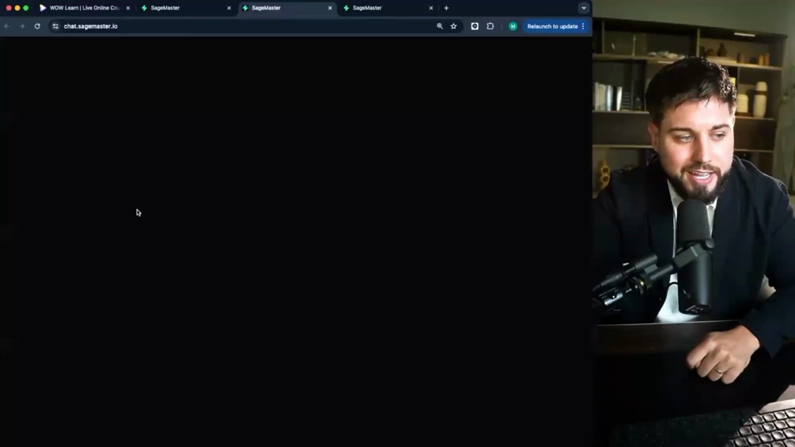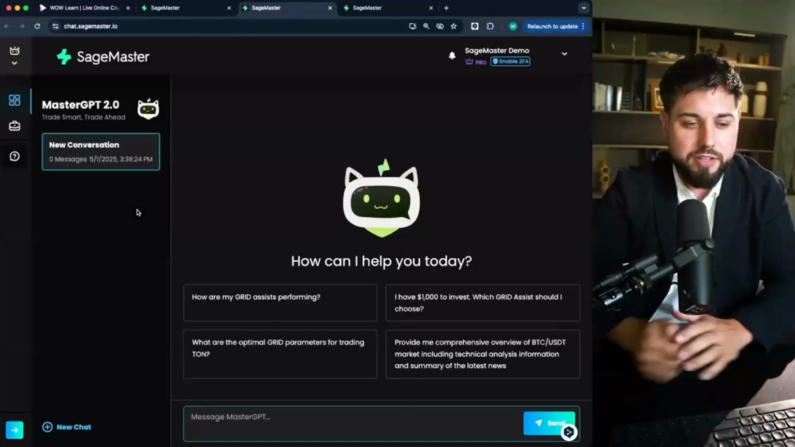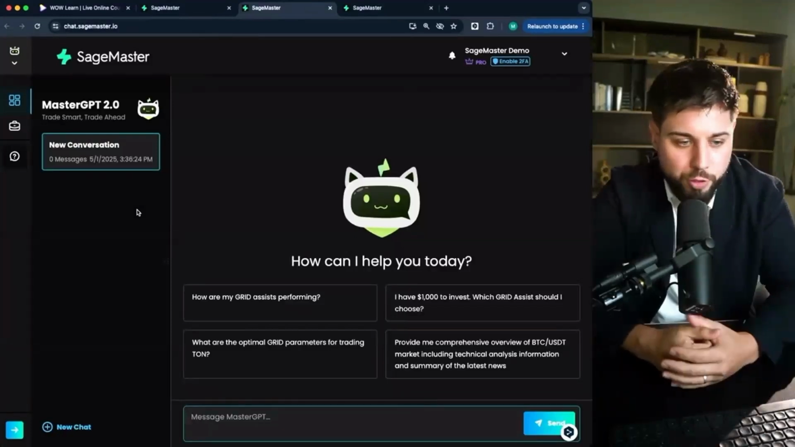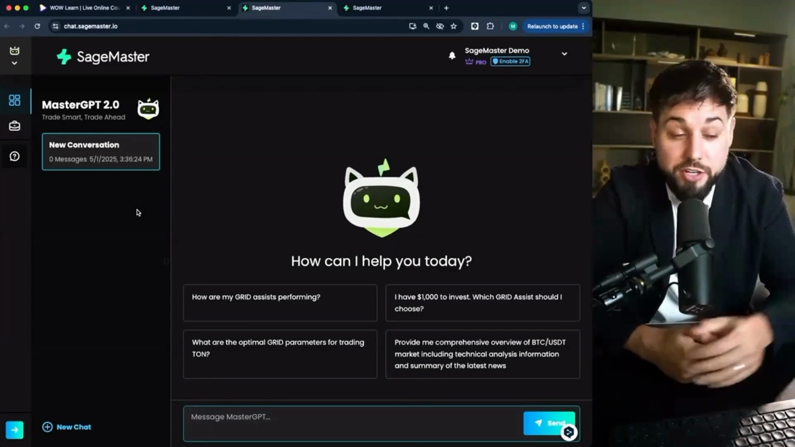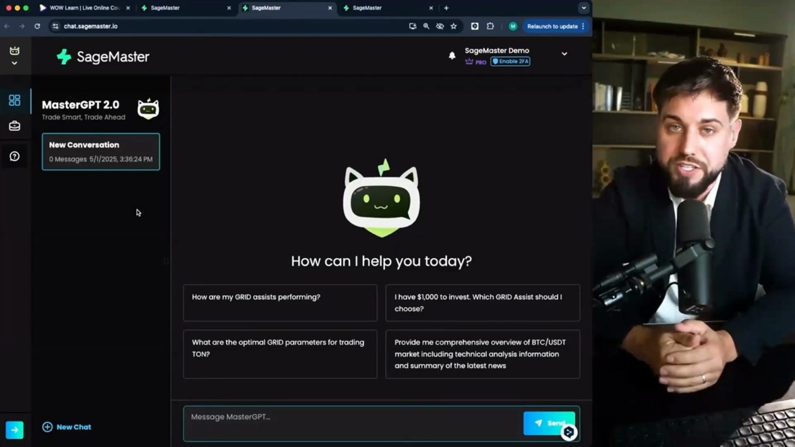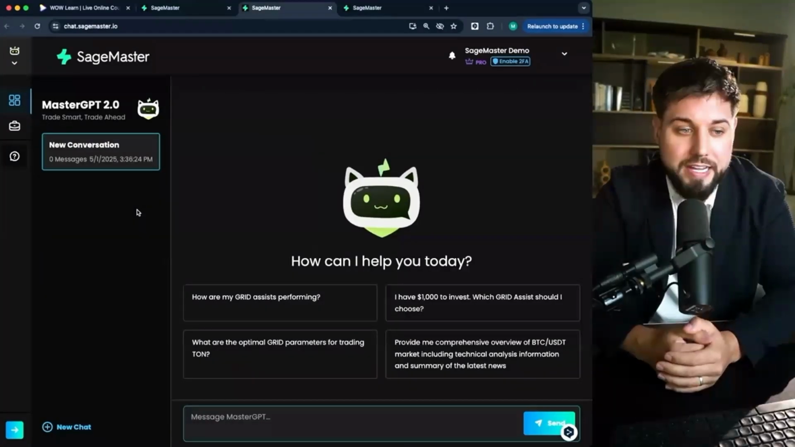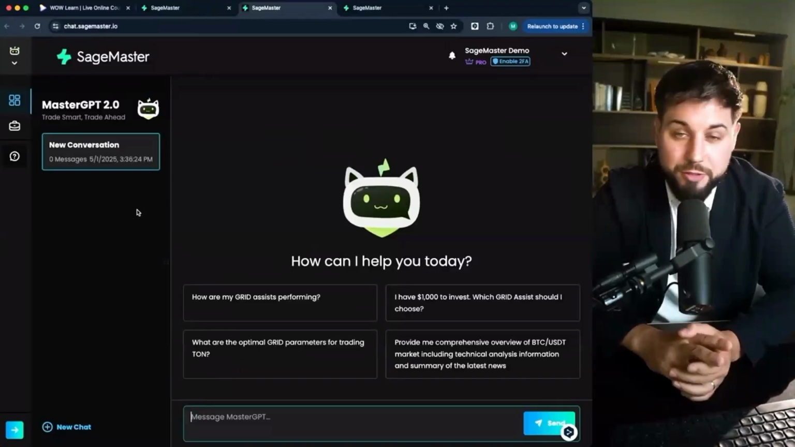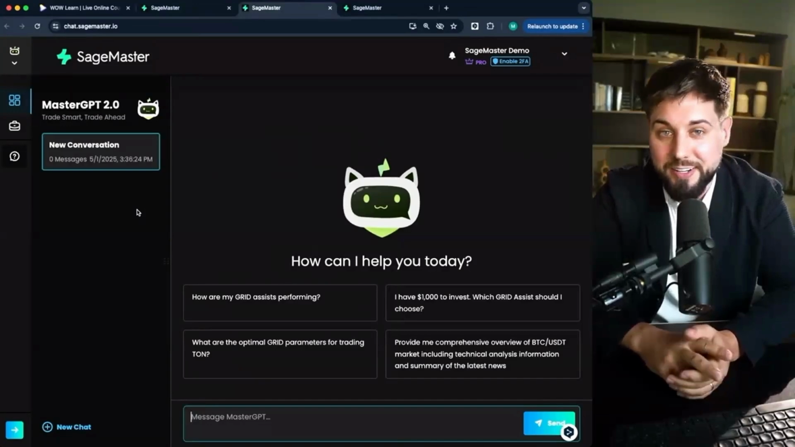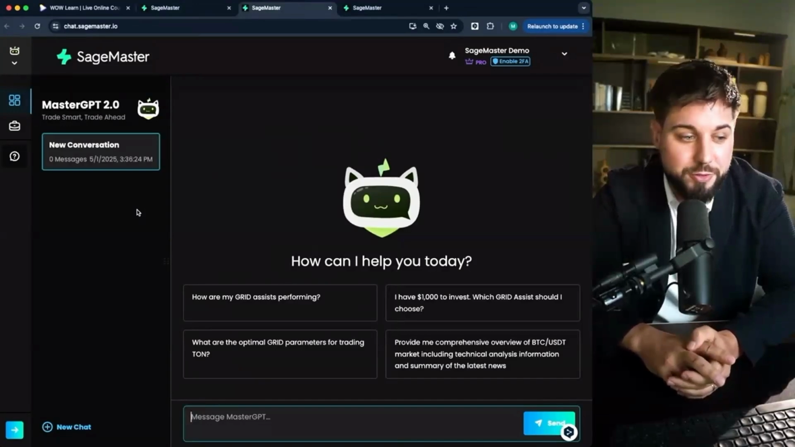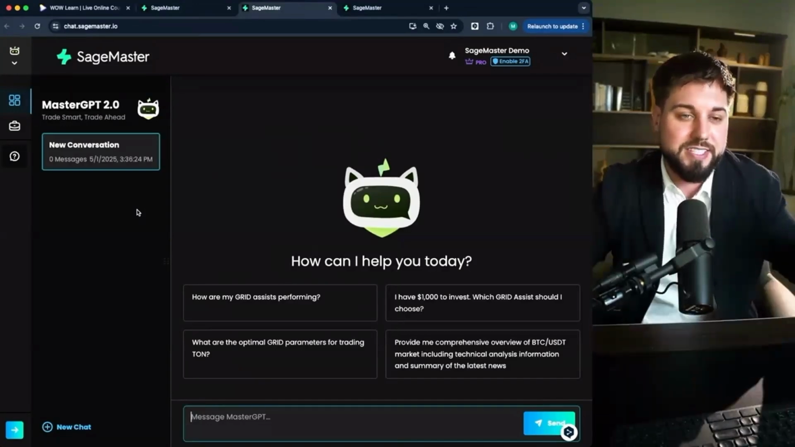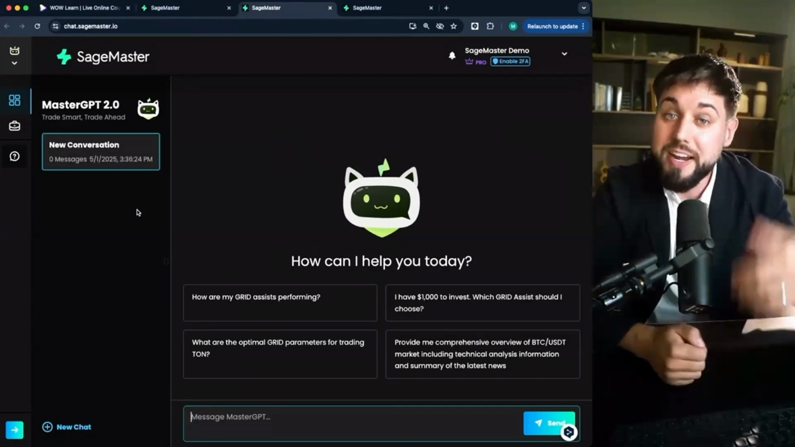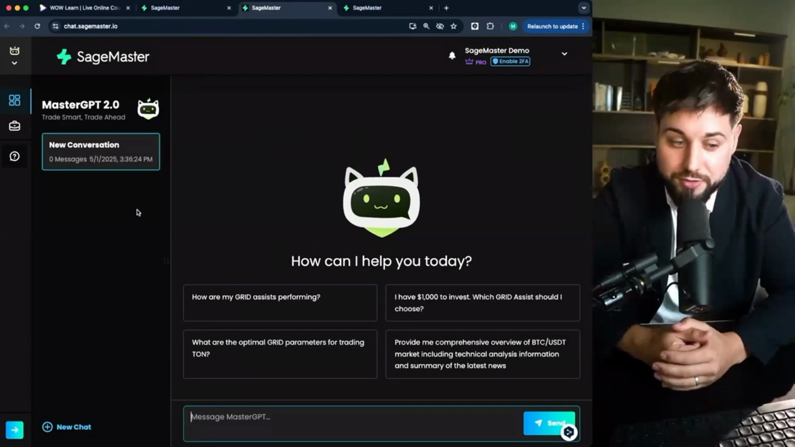You see, AI is great. Our development team has been working tirelessly since 2019, bringing this phenomenal platform. And last year we launched Master GPT, which is our own language model. It's an AI that knows everything about SageMaster, everything about crypto. It's connected, of course, to your account, so you could say it takes data based on the strategies that you have running right now. And you can ask questions about your running strategies.